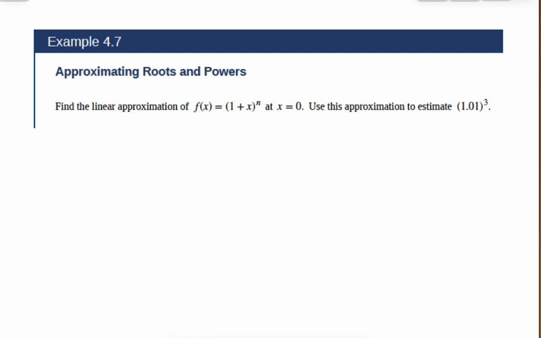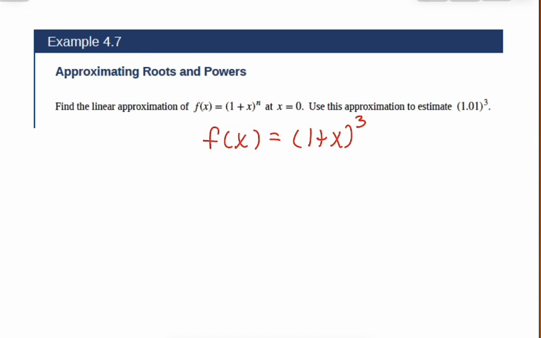Okay. Let's take a look at this one. So it says find the linearization at zero. So then it would just be one to some power. To use that approximation to estimate 1.01. So we know what f of 1 to the n power is. It's 1. So that's why we can use that to estimate what happens when we plug in just a little bit. So the function we're using, let's make it a third. See how it's a third there?